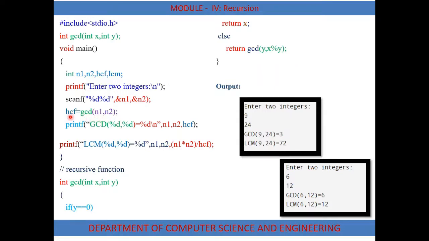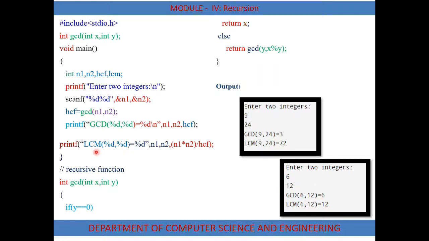Now HCF is equal to GCD of n1 comma n2, which is replaced by the value 6. Now print the statement, that is GCD of %d comma %d. The first %d stands for n1, the second for n2. So GCD of 6 comma 12 is equal to %d, which will be replaced by the value of HCF, that is 6. So GCD of 6 comma 12 is 6.